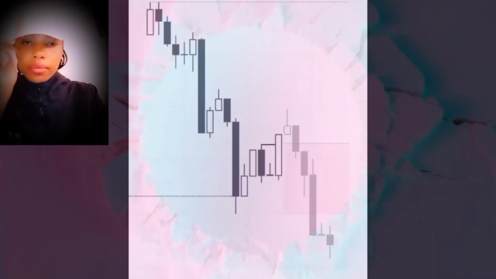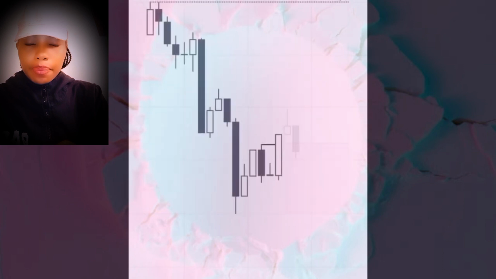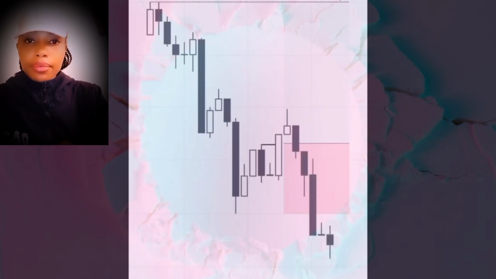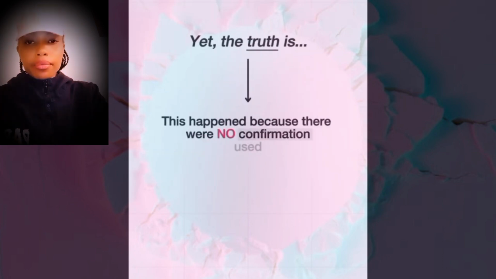You always get stopped because you don't use confirmation as a confluence. Let me explain. Most traders enter right away only to get stopped out because they're too afraid to miss the move. Yet the truth is, this happened because there was no confirmation used. But enough said. Here's how you put an end to this.